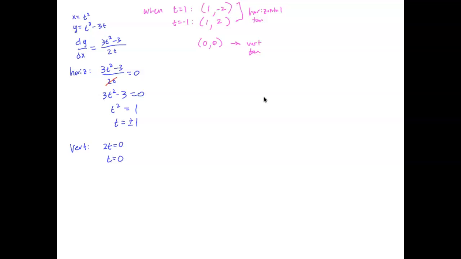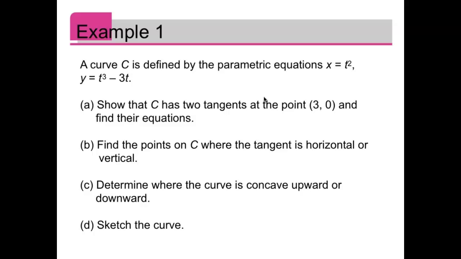All right. So let's keep going. Wait, I have a question. Go ahead. So for the horizontal tangents, we set the entire thing to 0, and then for vertical, just the denominator to 0.